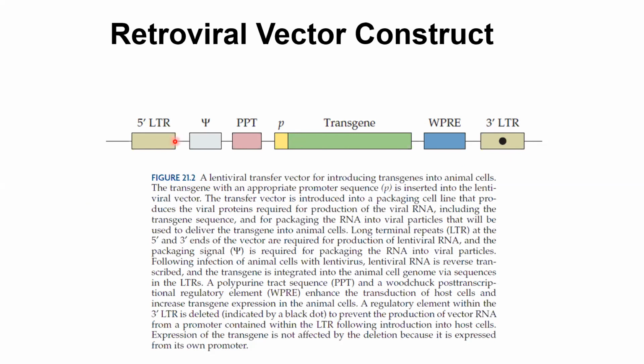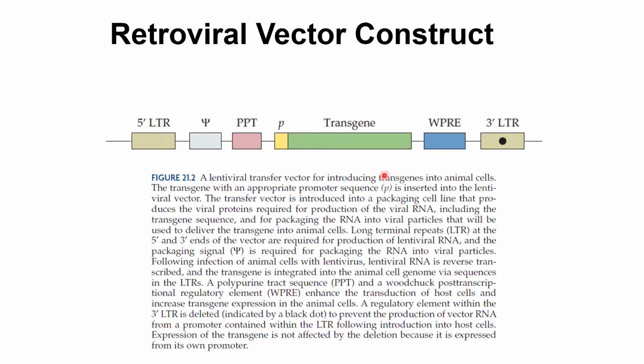Now the 3' and the 5' LTR are required for the production of the lentiviral RNA in the packaging signal. These long terminal repeats are required for lentiviral RNA. What does this mean? This means that when this gene integrates into the packaging cell line, we have to first integrate into the packaging cell line.